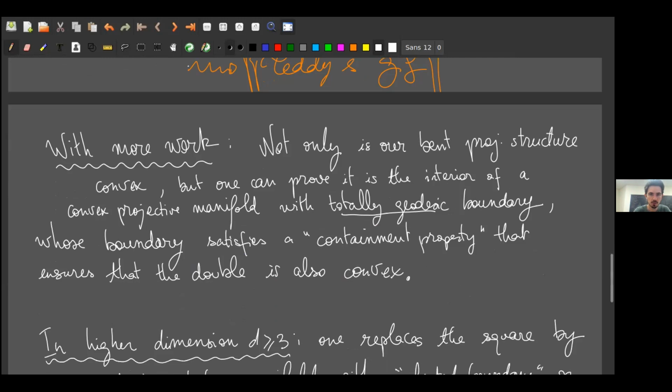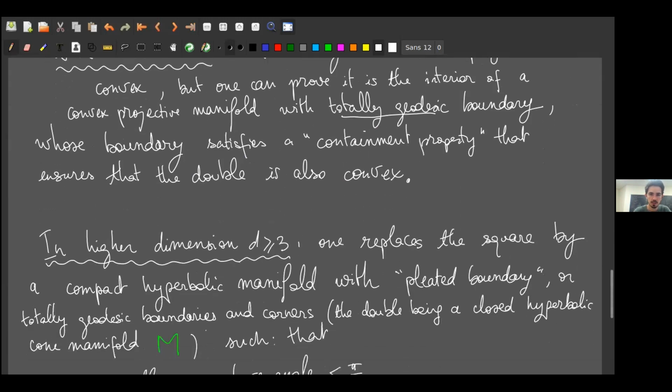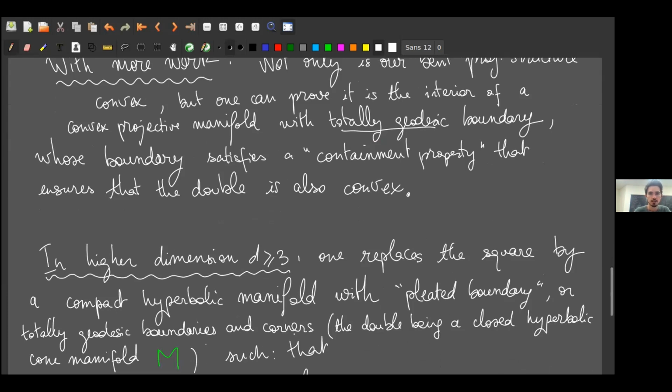Okay, now what about higher dimension? So in higher dimension, one replaces the square by a compact hyperbolic manifold with totally geodesic boundaries that meet at corners and totally geodesic corners. So if you have such a manifold and you double it, like for the square, if you double the square, you obtain a sphere, a pillow, and here if you do that, you obtain more generally a compact hyperbolic cone manifold. Let us call it M.